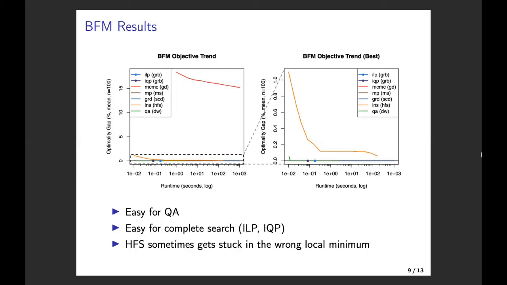However, this problem is also easy for complete search. The blue and purple dots also immediately find the solution at the first iteration. This is because the problem is so well structured and the complete search algorithm can automatically detect that. On the other hand, this problem is hard for the large neighborhood search algorithm HFS. And in the right figure, as you can see, the orange line gets stuck in the middle, and this is exactly because HFS sometimes gets stuck in the wrong local minimum, as I described in the previous slide.